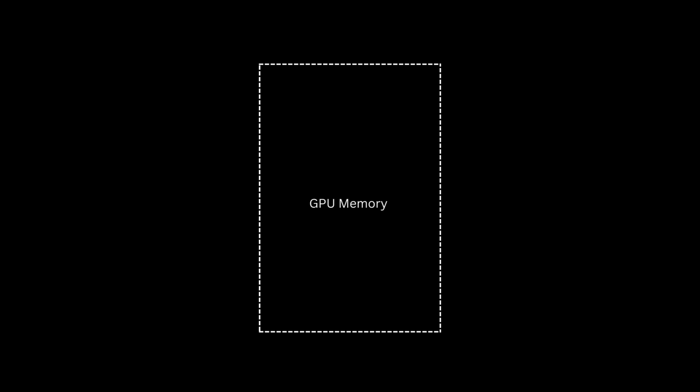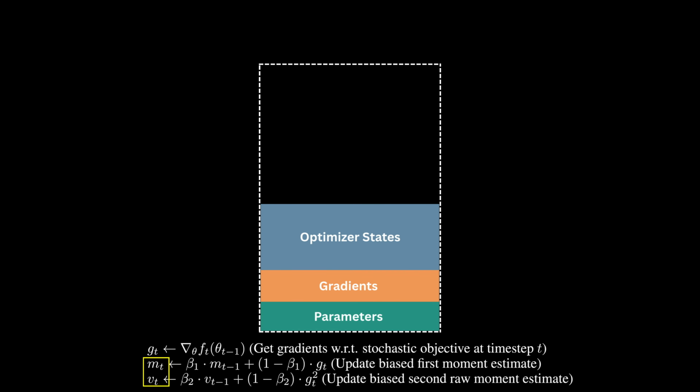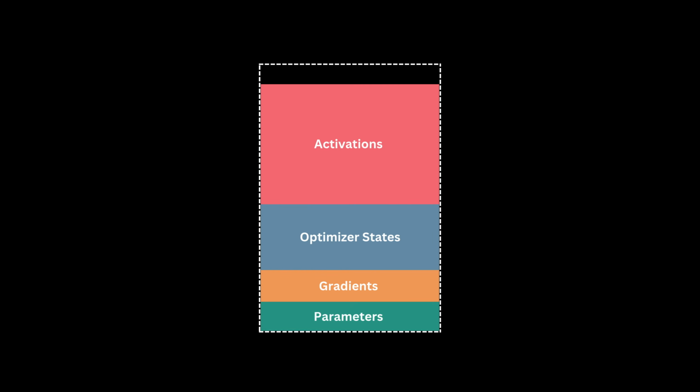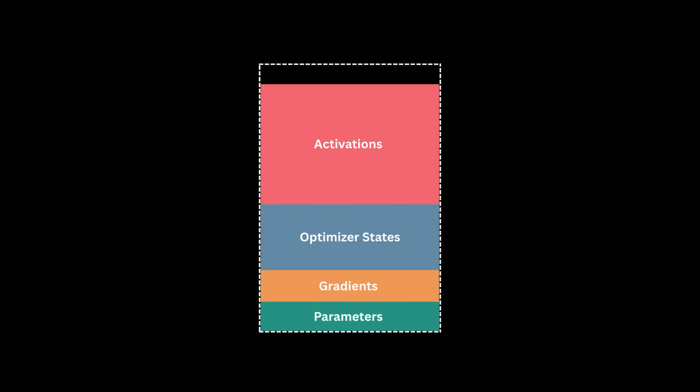When we train a model, all of its parameters are moved to GPU. Then during backward pass, gradients are computed for every parameter. Then we have optimizer states. And for optimizers like Adam, there are two additional tensors maintained for each parameter, the first moment estimate and the second moment estimate. And of course, during the forward pass, intermediate activations are generated. Activations in particular grow rapidly with larger batch sizes. And since GPU memory is finite, this usually becomes the main bottleneck that limits how big a batch we can use. Now, all of these tensors are typically stored in float32 format, which uses 32 bits per value.